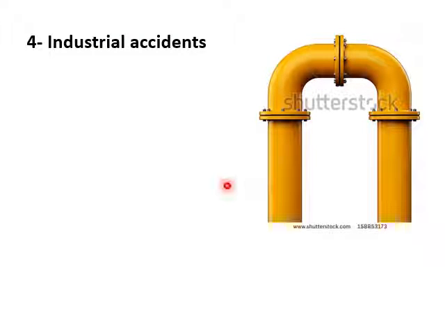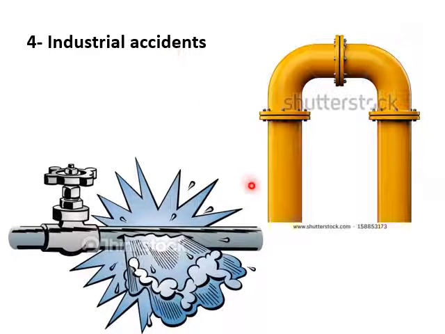The fourth of the instances is called industrial accident, where these tubes are full of hot vapor from the industrial products. So when there is some problem with this tube, it will rupture and lead to a very dangerous accident for many of these persons present in this industry.